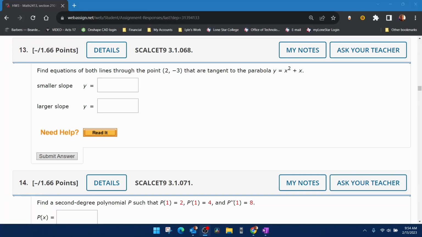All right, here we go. Question 13 from our Calculus 1 homework number 3 in WebAssign. They want us to find the equations of both lines through the point (2, -3) that are tangent to the parabola y equals x squared plus x. And then we will have to put them in according to which has the smaller slope and which has the larger slope. So let's go to our scratch work and see how we're going to figure this out.